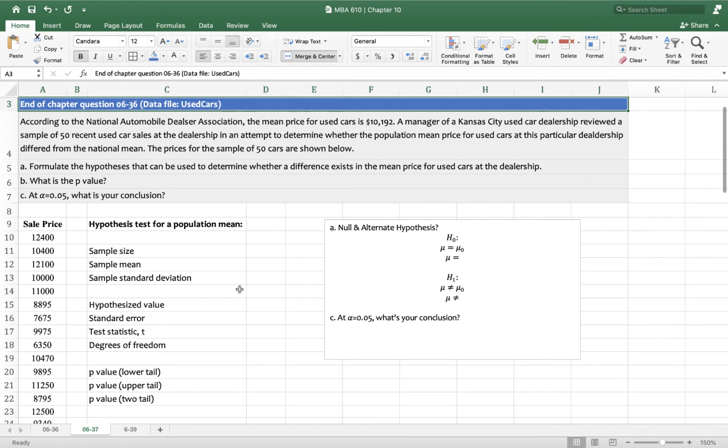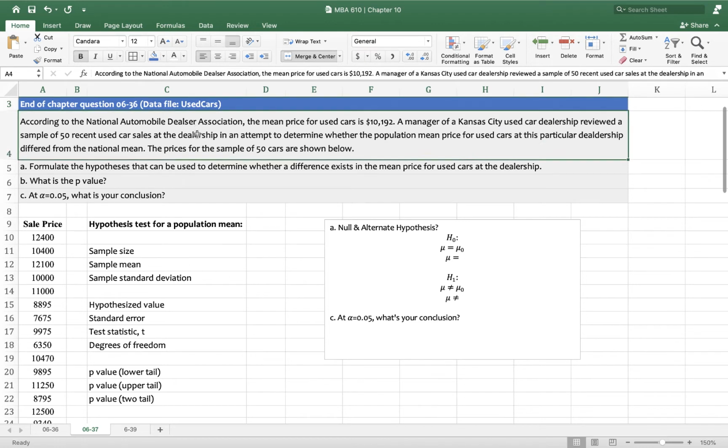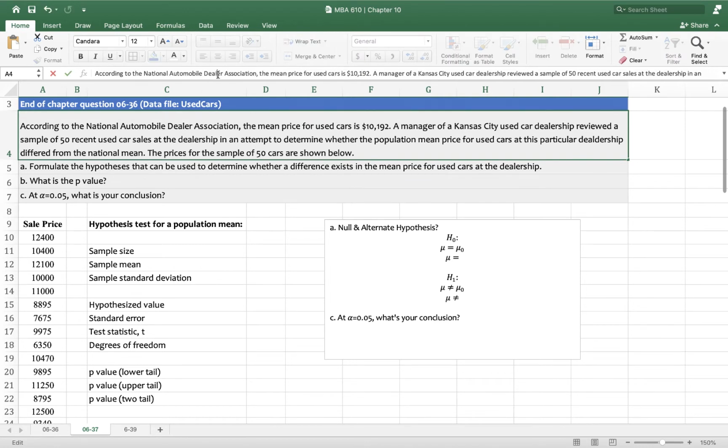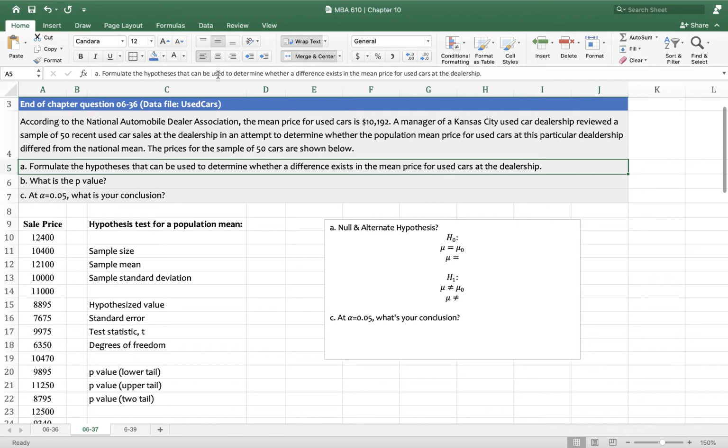According to the National Automobile Dealer Association, the mean price for used cars is $10,192. A manager of a Kansas City used car dealership reviewed a sample of 50 recent used car sales at their dealership in an attempt to determine whether the population mean price for used cars at this particular dealership differed from the national mean. So the prices for the sample of 50 cars are shown below.